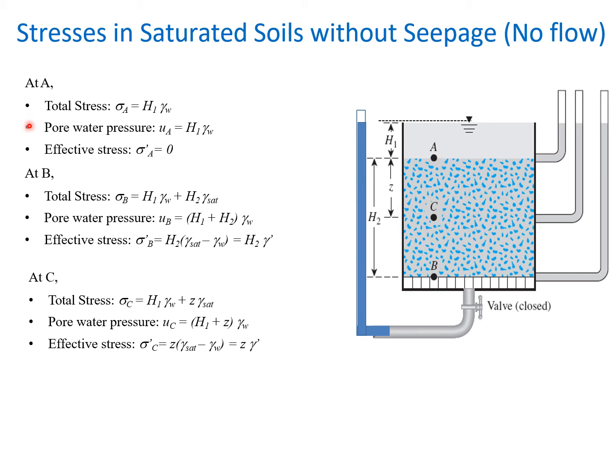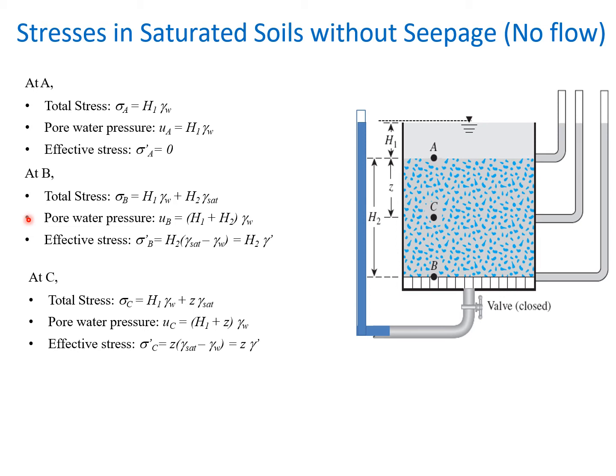Pore water pressure is again gamma W H1 because of the water, because total stress is either because of the soil or water, whatever is present above that particular point. And the pore water pressure is purely from water, and then effective stress, total stress minus pore water pressure, is equal to 0. Then similarly at point B you can see that the total stress is gamma W into H1 plus gamma W H2. Very simple.